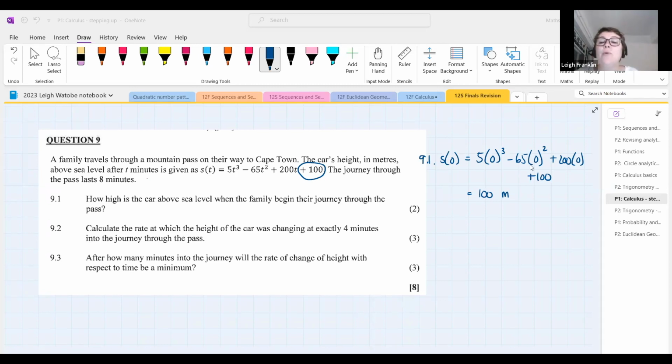That is not what I got for 9.2. My guess is, hopefully you read the question carefully. Remember, calculate the rate at which the height of the car was changing. What are they referring to here? So Mosey, your second answer is correct, it's just your sign that's wrong. It is not acceleration. It's going to be your first derivative, because it's the rate at which the height of the car was changing.